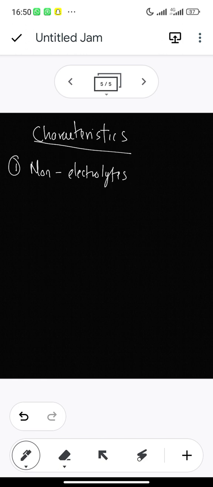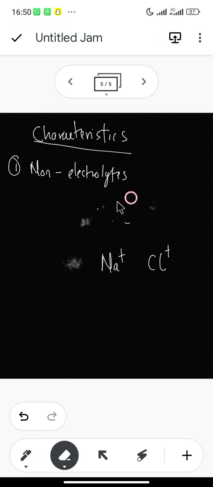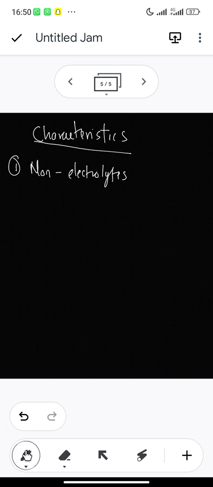By non-electrolytes, first of all, an electrolyte is a substance that breaks into ions when dissolved in water. Just like we said for sodium chloride, when you dissolve sodium chloride in water, it breaks into ions. So it is an electrolyte, you understand? So for this, we are saying that dative compounds are not electrolytes. They don't break into ions when dissolved in water. And this leads to them not being able to conduct electricity. So they do not conduct electricity.